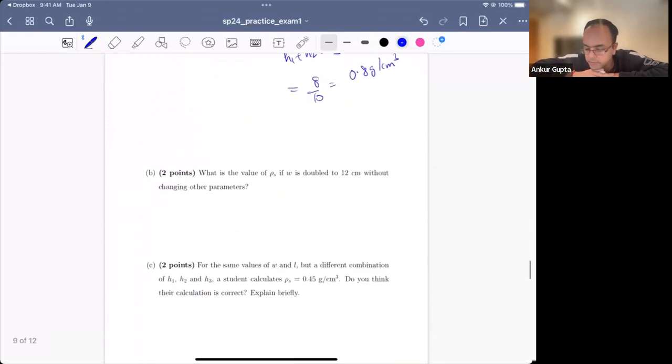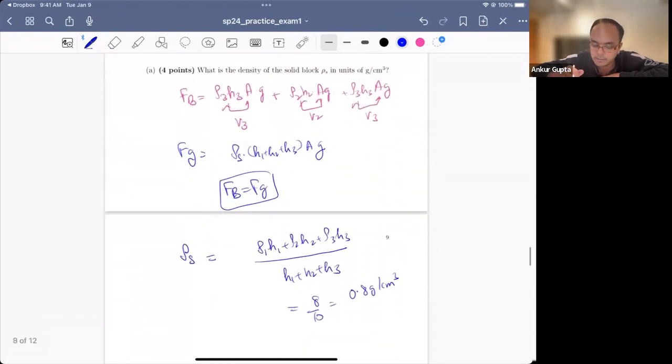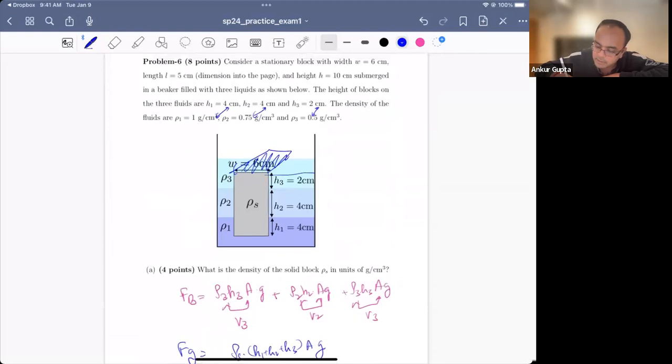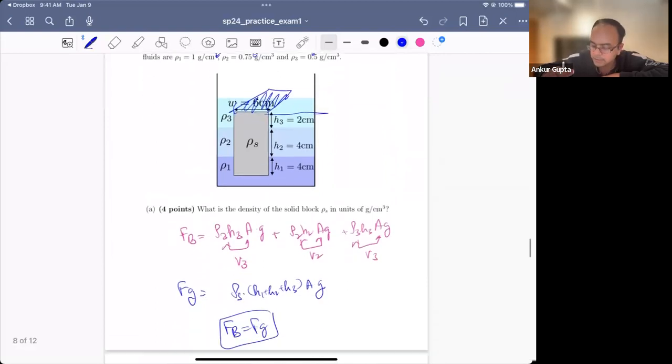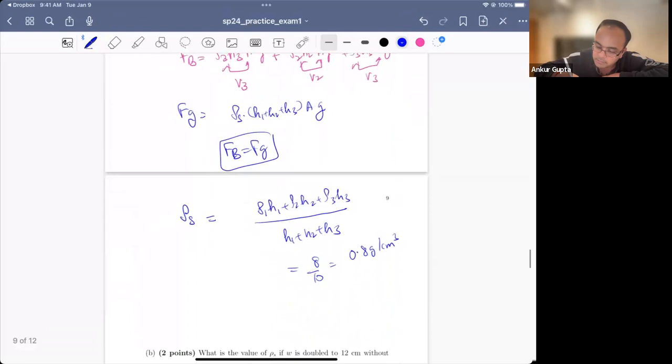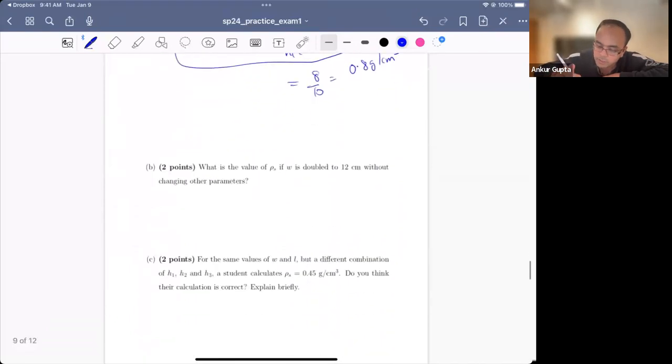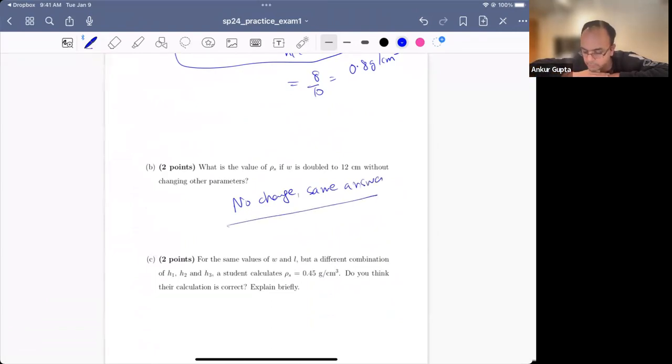Now, what is the value of rho s if W is doubled to 12 centimeters without changing other parameters? So now they're saying, what if we increase the width? If we make this twice, because our answer is basically just dependent on h's, it doesn't depend on width. We can say no change, same answer.